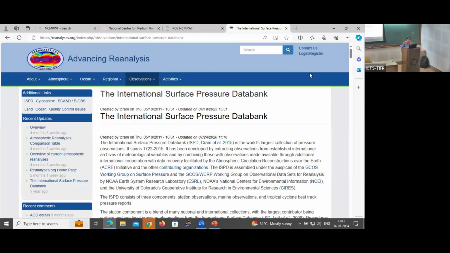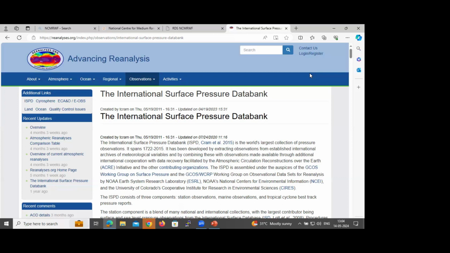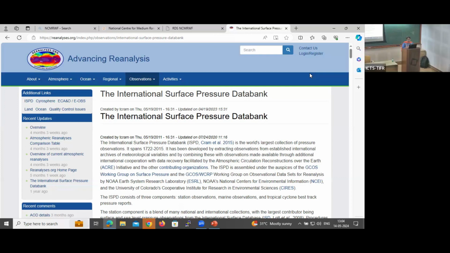So at 0 UTC, whatever I have is the 6-hour short forecast from the previous cycle, and it is the best available data set. That's why we use the short forecast, or what we call the first guess. Then we do the assimilation on that first guess. So that is the concept.